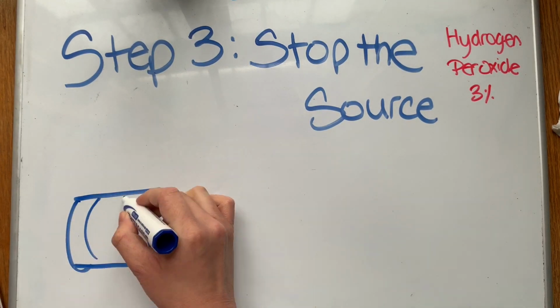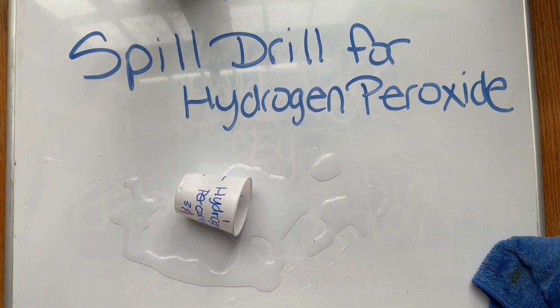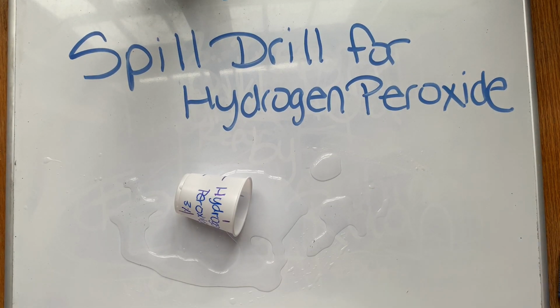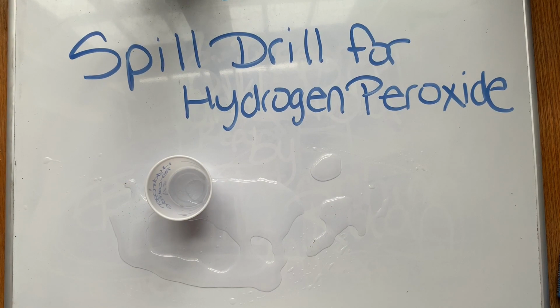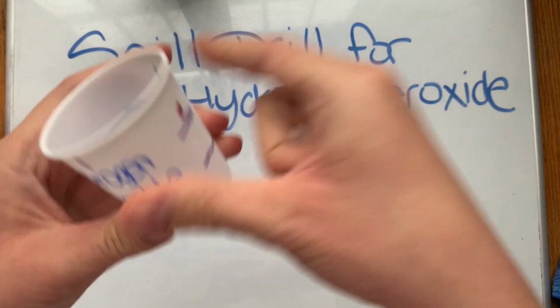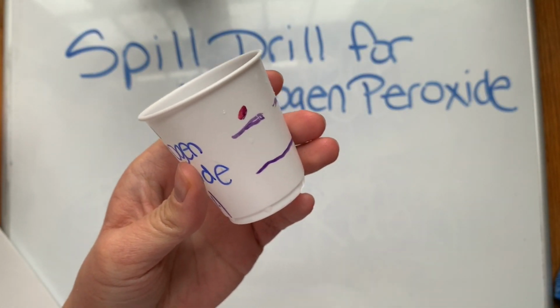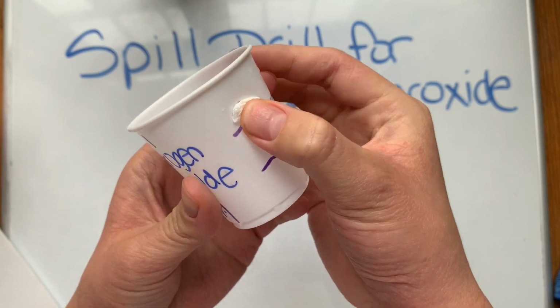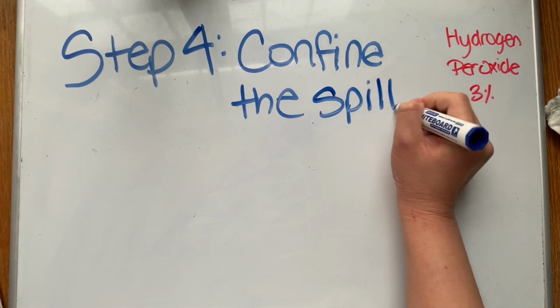For the third step, we will need to stop the source. So in this case, since the barrel is turned sideways, we need to upright the container and we can plug the leak with a wooden dowel, apply putty to the leak to patch up the hole, or use a reusable patch on the hole. In my demonstration, I showed an example of where and how the putty could be used to cover the leak on the barrel.